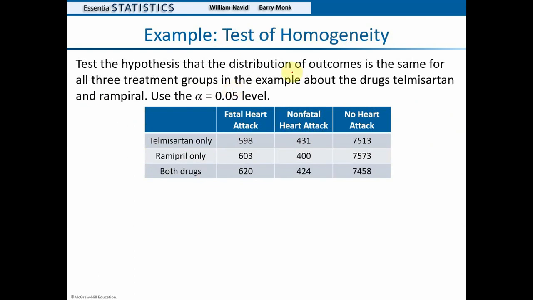Test the hypothesis that the distribution of outcomes is the same, they're homogeneous, is the same for all three treatment groups in the example about the drugs telmisartan and ramipril, okay? We have three different treatments, and then we're going to look at different categories, and what we're going to say here is basically, is there any difference between these drugs? We're going to assume that it didn't matter whether you had this one, or both drugs. You know, they're going to be different numbers. That's just sampling theory, right?